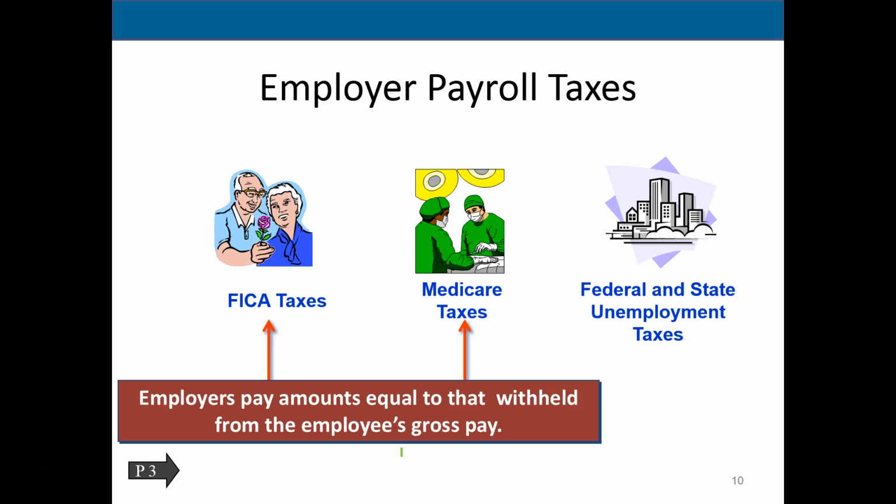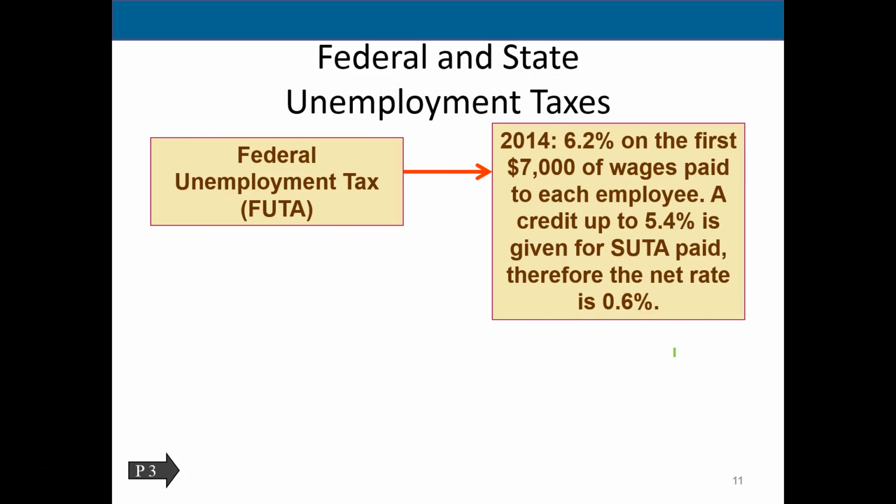So we're paying taxes not on our income in this case. We're paying taxes on our expense. We're paying taxes on the employee's income. That's our payroll tax item. And then on top of those FICA taxes, we have to pay federal and state unemployment taxes. So the federal and state unemployment taxes.